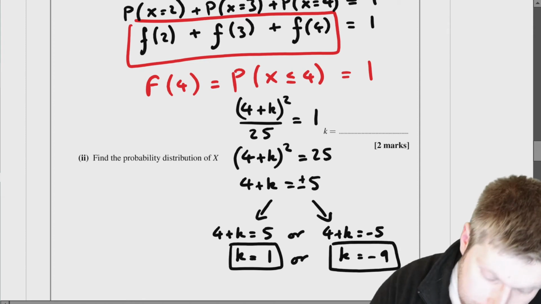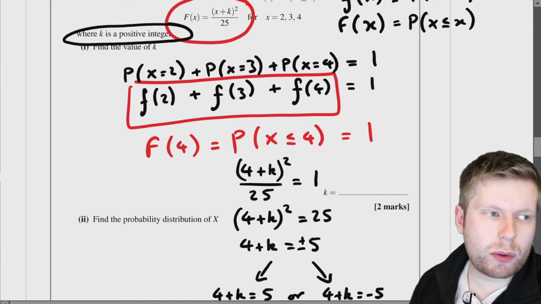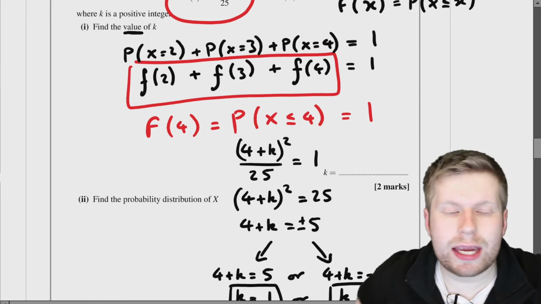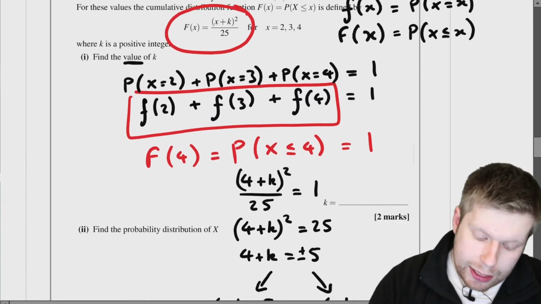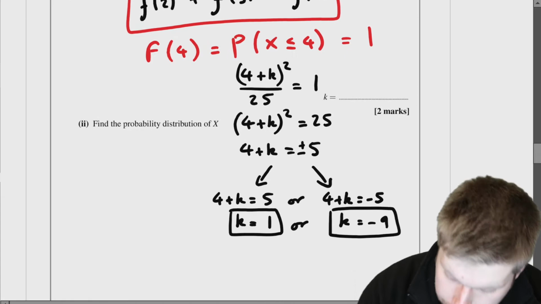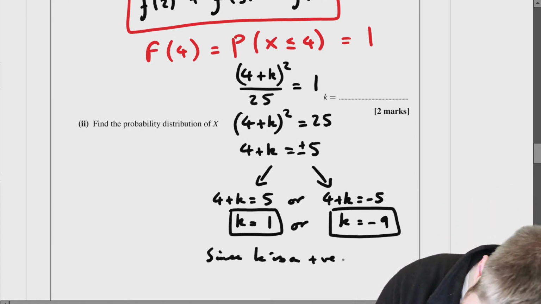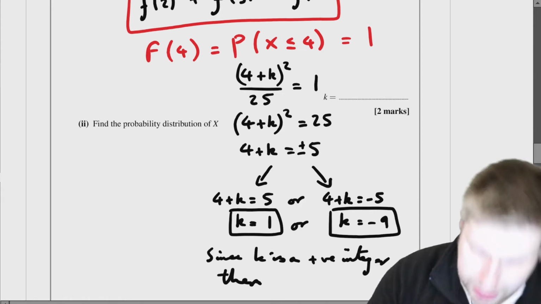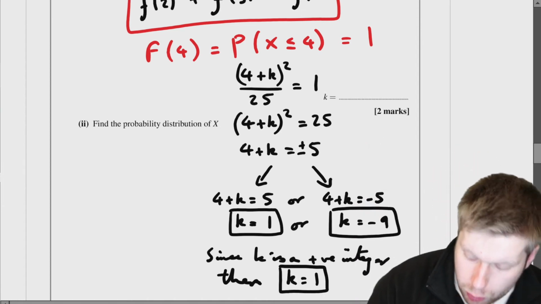Now all I need to do is look at the question, and I'm told that k is a positive integer. So always look back to the question, okay? You notice as well it says value of k. There's only one value of k that it can take. So if I left my answer like this right now, I would not achieve all 2 marks. Because in order to get 2 marks, I need to say, well, I know that k is positive, so let me write that down. So since k is a positive integer, then the only value of k which I can have, so negative 9 is negative, right? So it has to be 1.